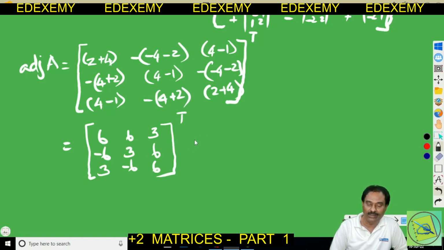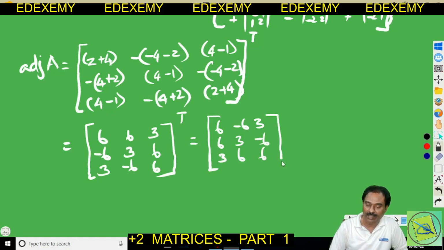Now the first column is 6, minus 6, 3. We will write it as a row: 6, minus 6, 3. Then the second column is 6, 3, minus 6. Then 3, 6, 6. Okay, so we finally got the adjoint of A.